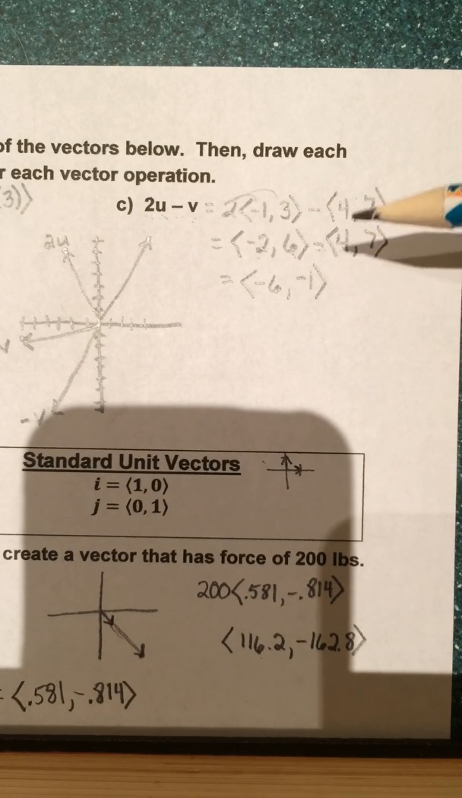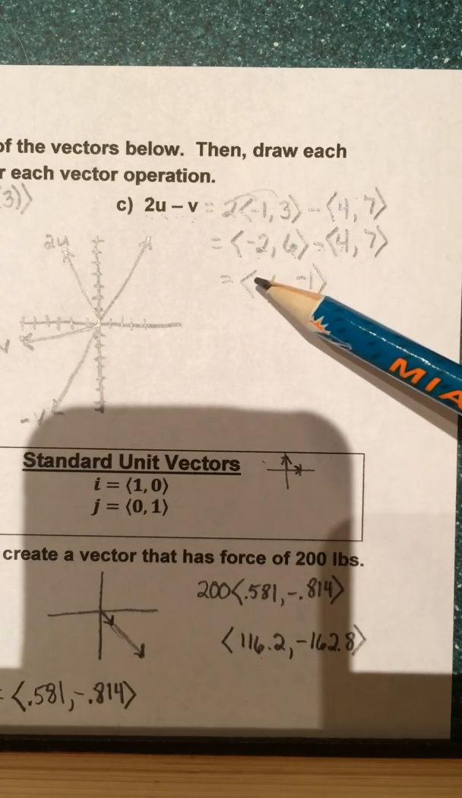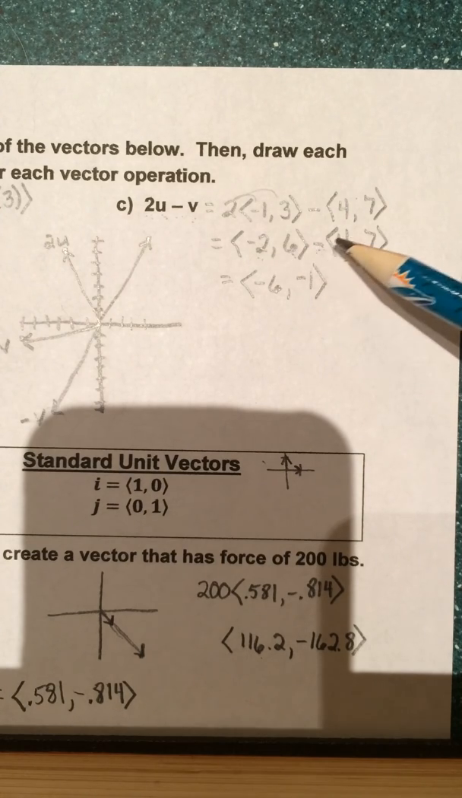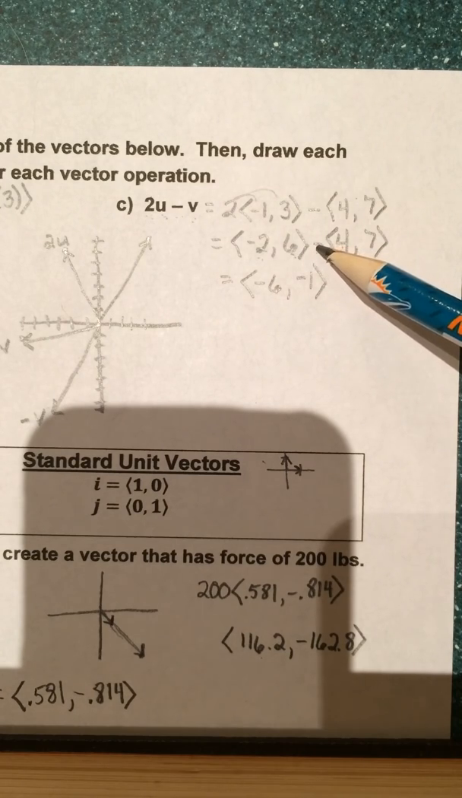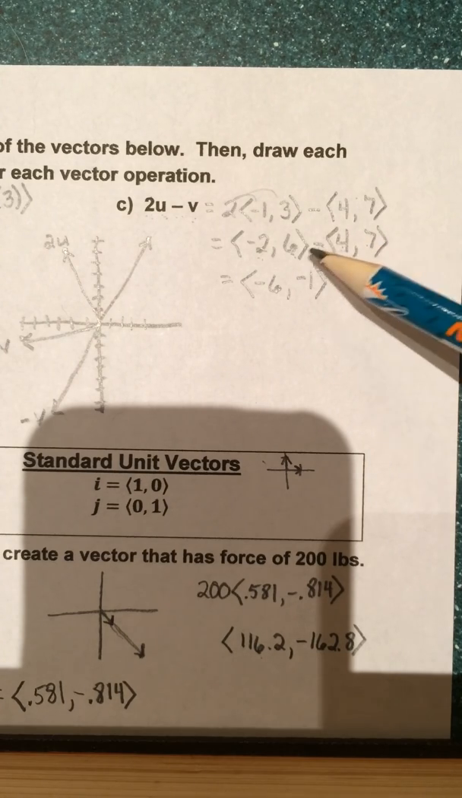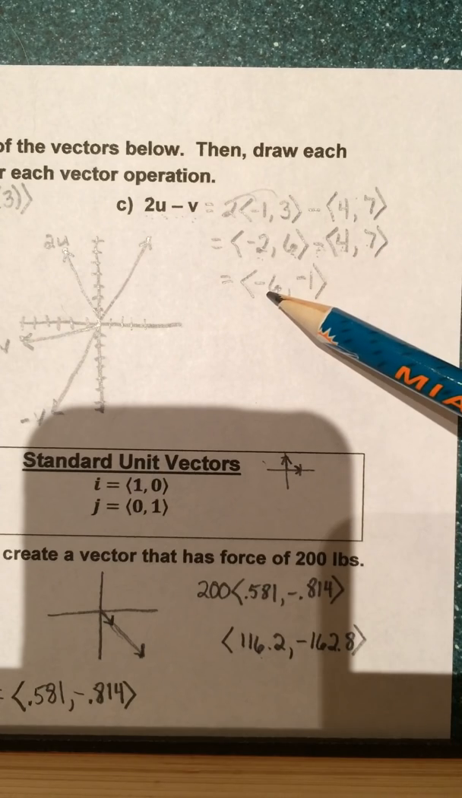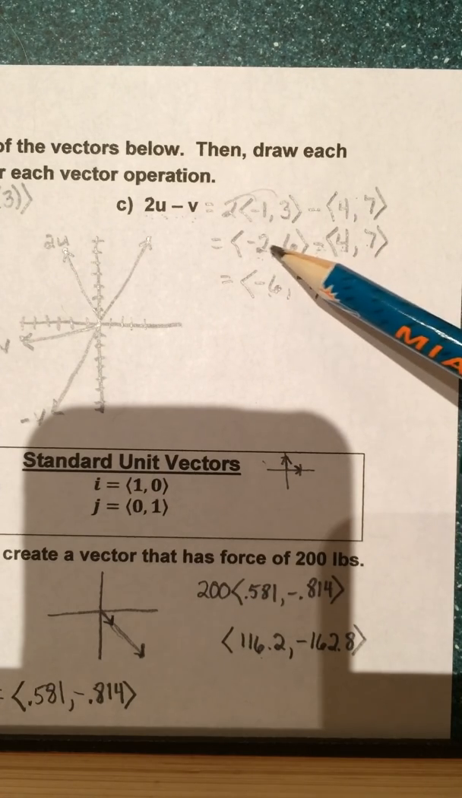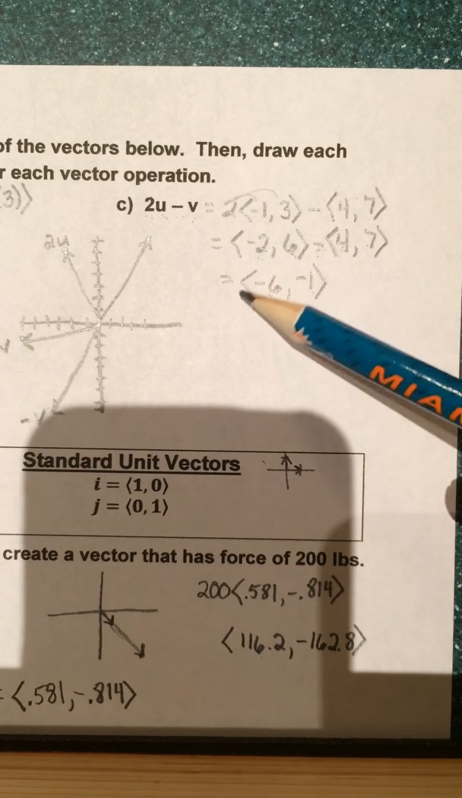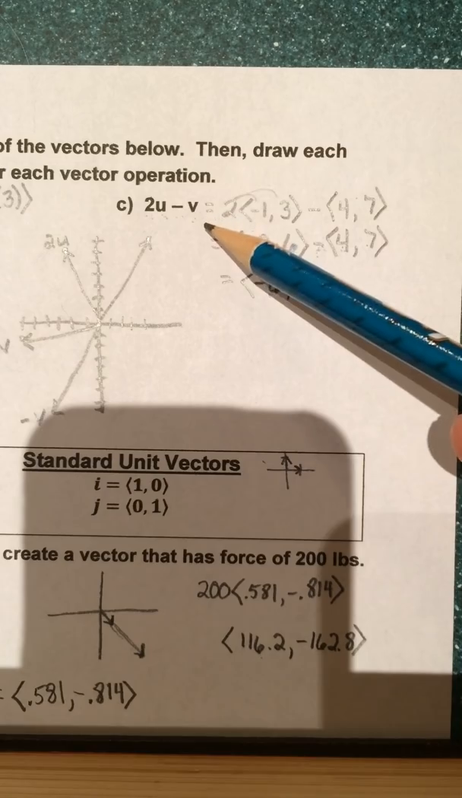Now here's where I'll see some algebra mistakes. Be careful with this. I'm taking my -2 and subtracting 4. Most people won't mess that up. But I'm taking the 6 and I'm also subtracting the 7. That's where a lot of people goof up. They'll apply the negative to the first one, but not to the second one. Well, this negative is like having a -1 out in front. You've got to distribute it to both. So I take -2 minus 4, I get -6. And I take 6 minus 7, I get -1. So this is my resultant vector of 2u minus v.